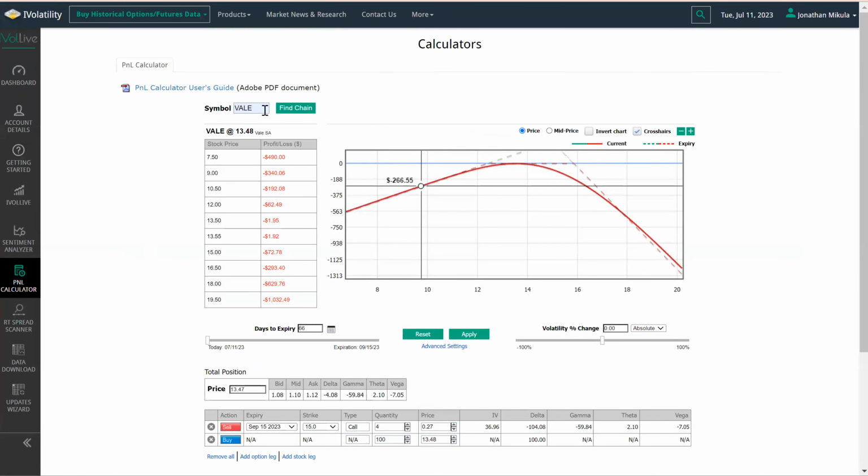And Vale was our example because we just added the B3, Brazilian Stock Exchange. And Vale is one of the names that popped up to me when I ran those screens. And it also trades in the US. So it's a very easy underlying to trade, whether you're in Brazil or whether you're here in the US.